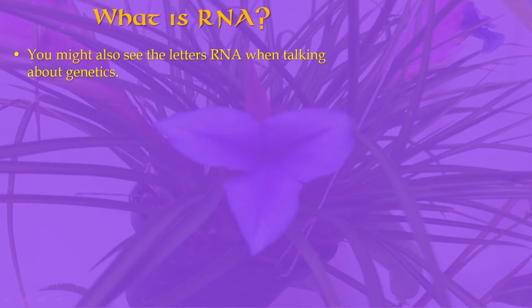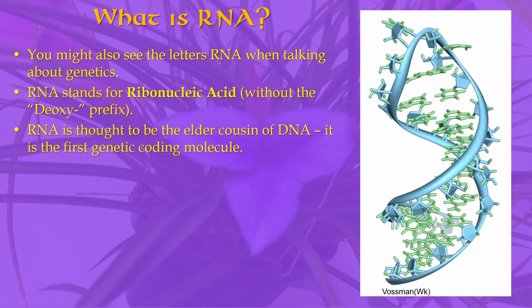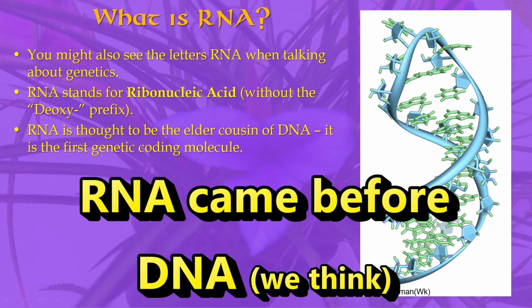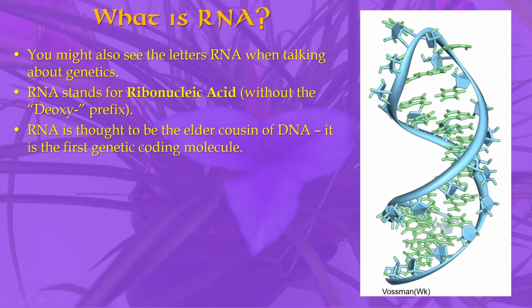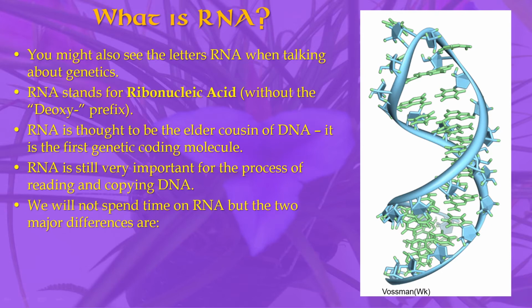Let's just mention RNA. You might not have heard of RNA before, but it is another kind of chemical which stands for ribonucleic acid. RNA is thought to be the elder cousin of DNA, the first genetic coding material that evolved on Earth, the first time that chemistry could save information. RNA is still important today. It is used in the process of reading and copying DNA, but we won't spend too much time on RNA here.